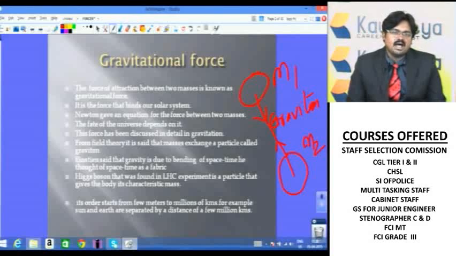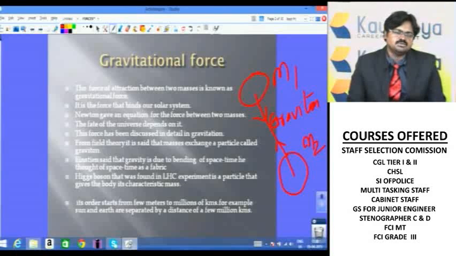One answer to this question is that particles always exchange gravitons. Now what are these gravitons? These are fundamental particles. So these gravitons are particles that are exchanged between two masses.